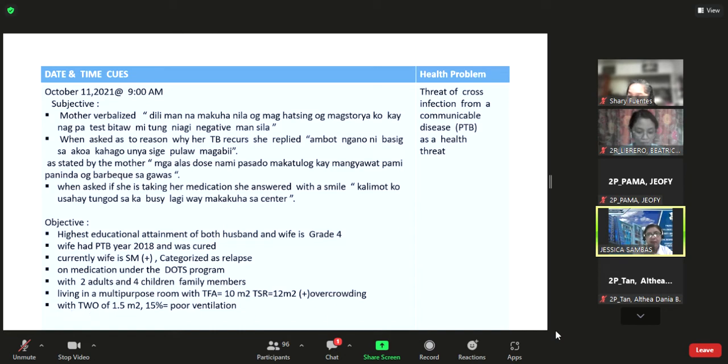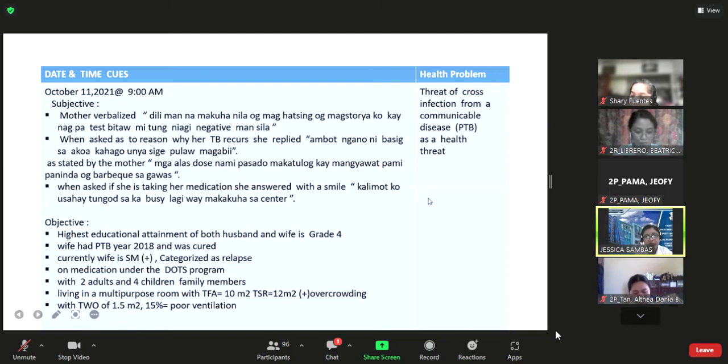So, the problem could be PTB itself as a health deficit. But another problem we see here affecting the family would be threat of cross-infection from a communicable disease, specifically PTB, as a health threat. We know that tuberculosis is communicable. So, let's say for example, this is the health problem. Where did I get this? From the first level assessment.